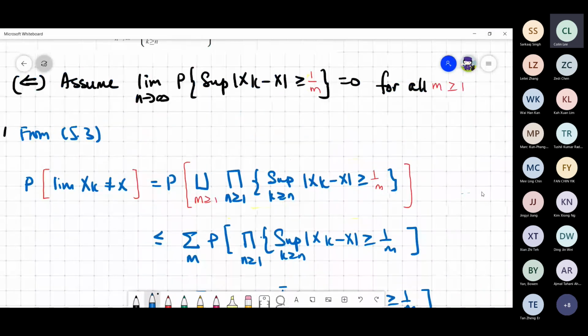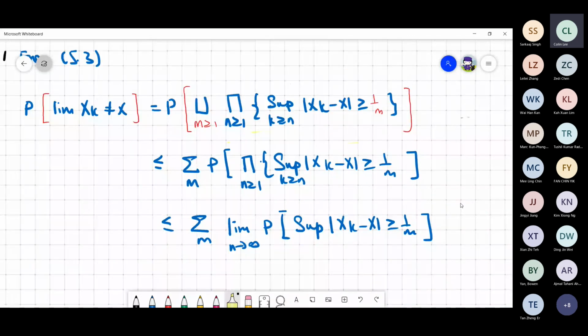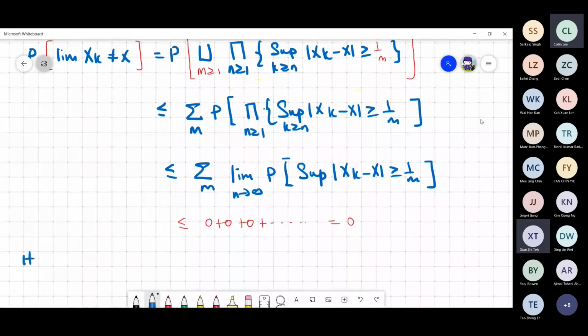But from our hypothesis, we assume this is equal to 0. Okay, we assume this thing is equal to 0. So in other words, all of these must be equal to 0. That means this is less than or equal to 0 plus 0 plus 0 and so on, which equals 0. So again, the right-hand side is equal to 0 and the left-hand side is smaller than the right-hand side. So the left-hand side must be equal to 0.